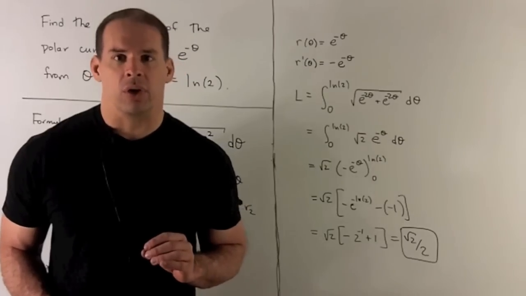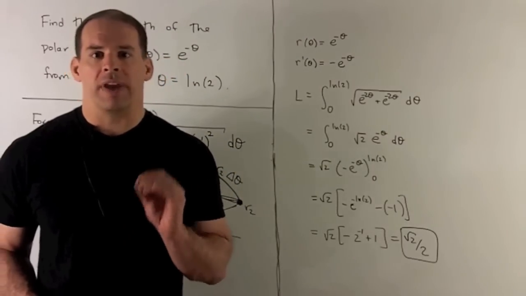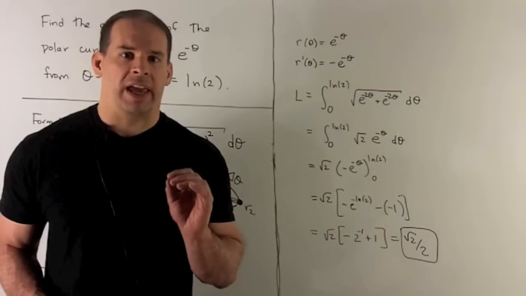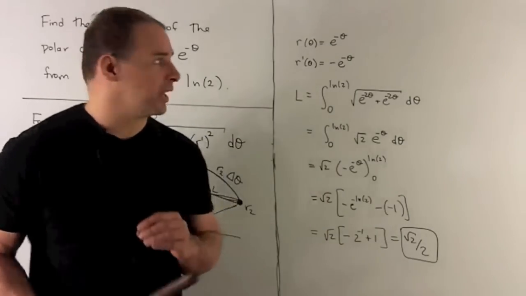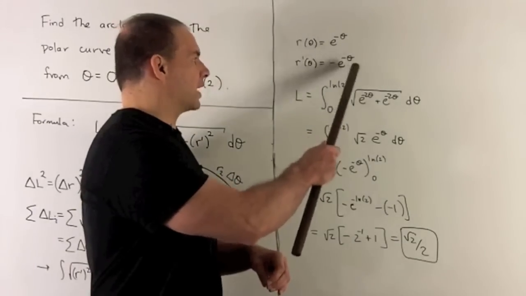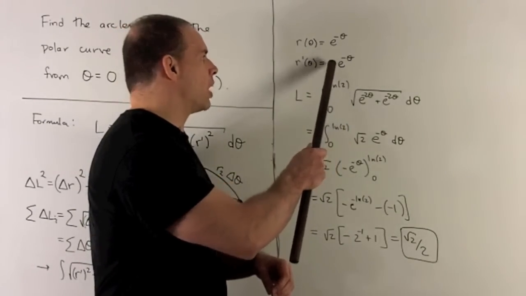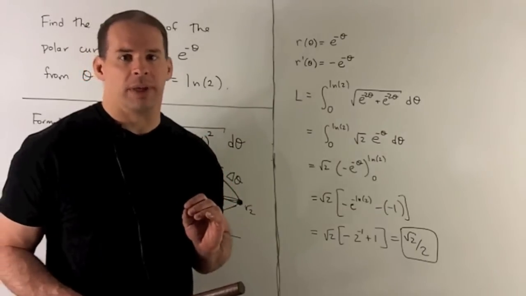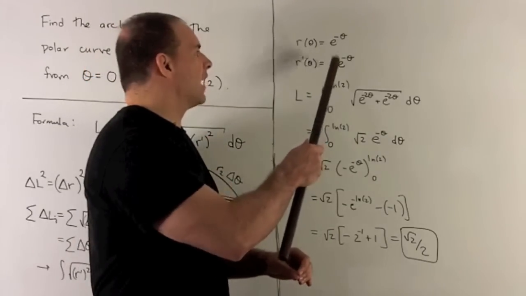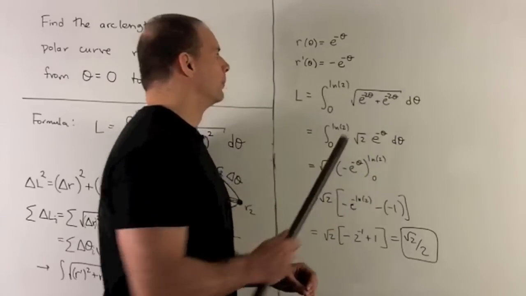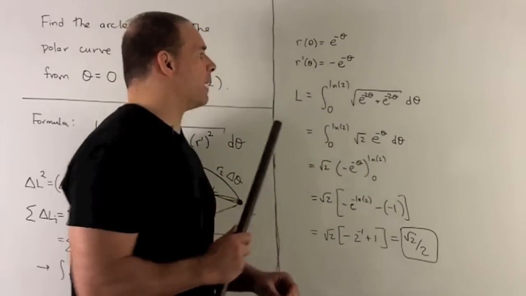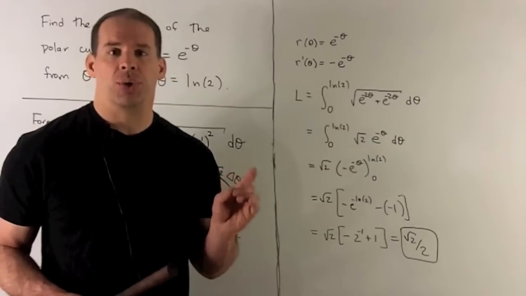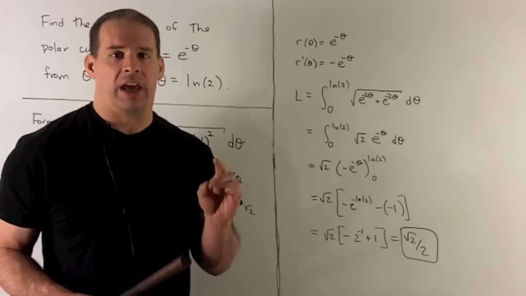Now let's compute our definite integral. We have r of theta equals e to the minus theta. If I take the derivative with respect to theta, I get minus e to the minus theta, since the derivative of the exponent is minus 1, which comes down. Then we stick things into our formula. We square both of these, add them together, and take the square root. Squaring gets rid of the minus sign, and these are the same exact term, so that turns into 2 e to the minus 2 theta.